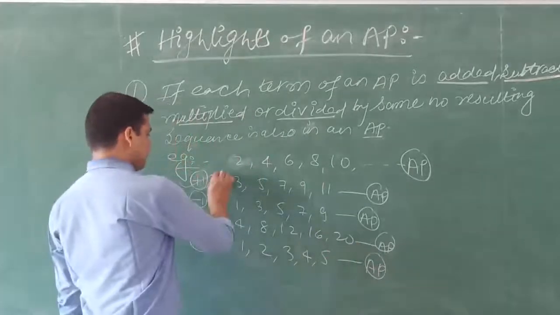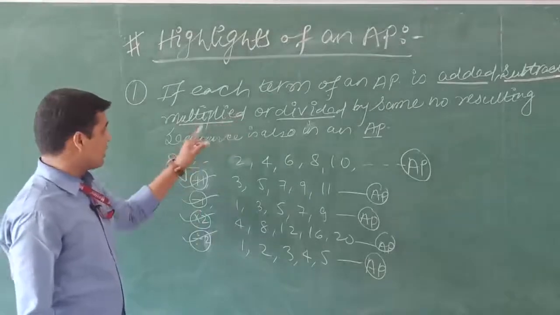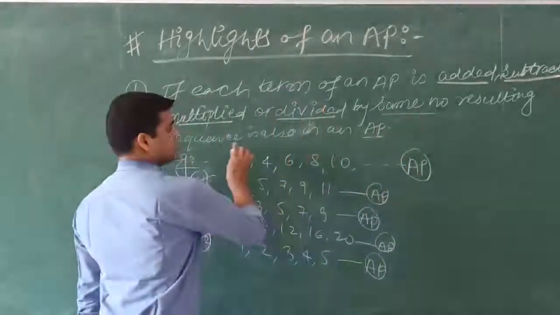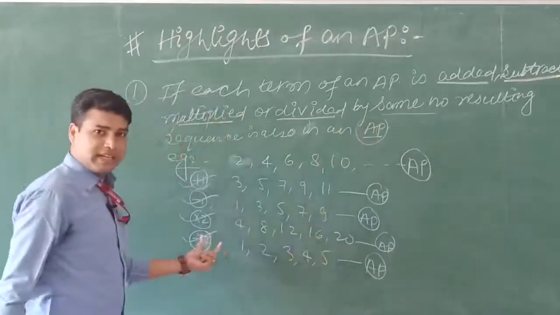So see this, all the conditions are satisfied. We have checked one by one: adding, subtracting, multiplying or dividing by the same number, and the resulting sequence is also in an AP. Okay, so I hope you are getting this.